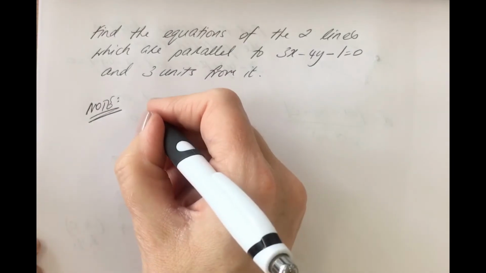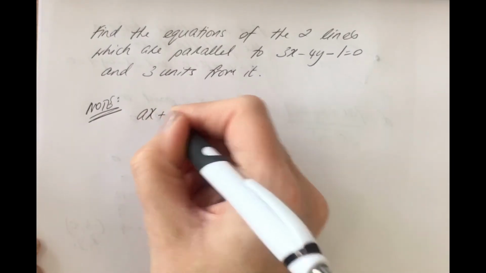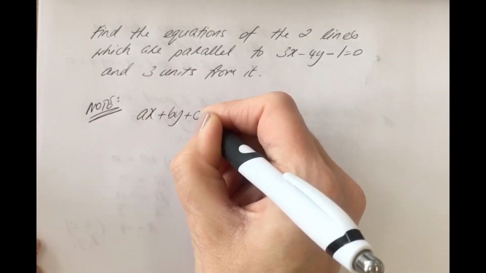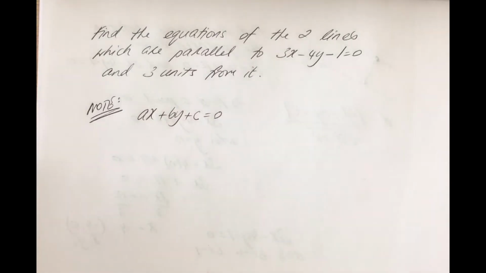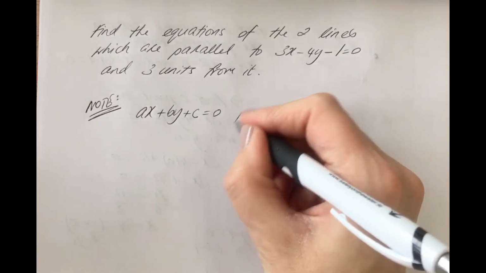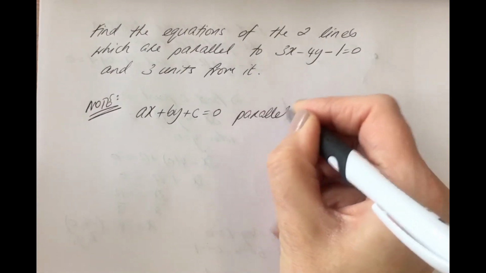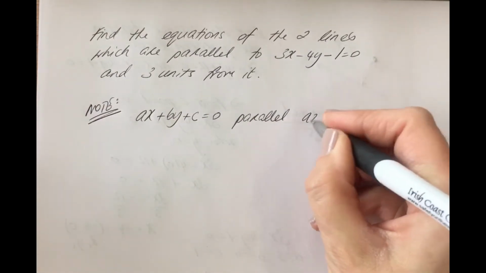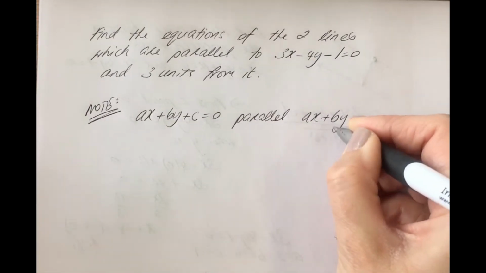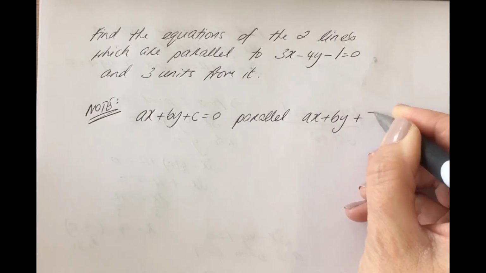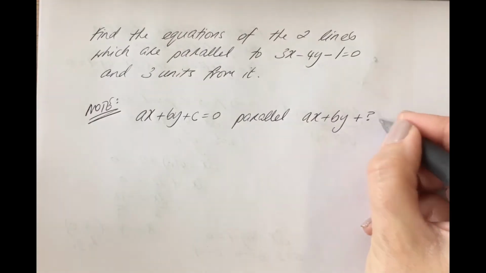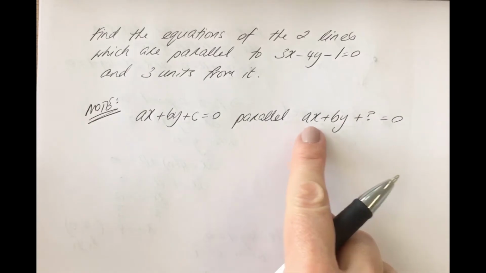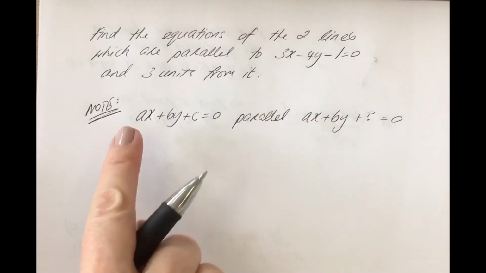is that if you have the equation of a line, let's say it's ax plus by plus c equals 0, then the equation of any line parallel would also have to start out ax plus by, and then it could add on any other number, but the ax and the by has to be the very same.